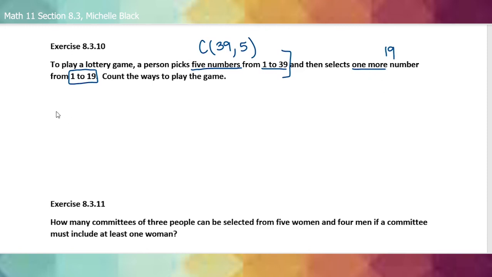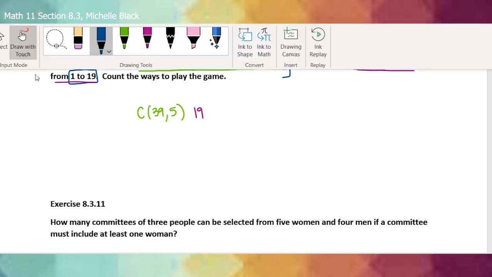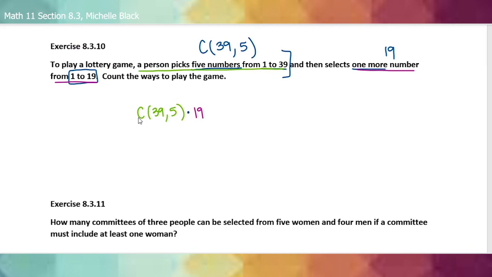Then applying the fundamental counting principle further, my first event is the one where I pick those 5 numbers. So my first event is C(39,5). My second event is where I pick one more number, which we said had 19 options. And using my fundamental counting principle, I just need to multiply the number of options for event 1 times the number of options for event 2. Figuring out this first part, then I'm going to multiply by 19.